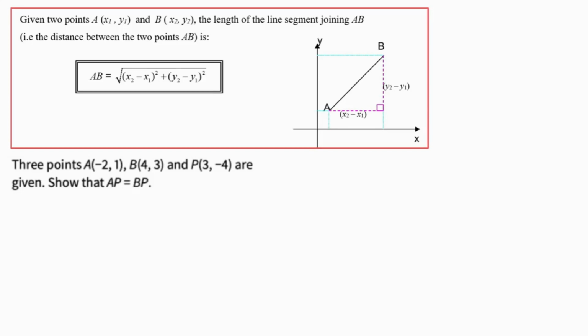Welcome to this video where we are given 3 points A, B and P, and we are supposed to show that the line AP equals the length BP. The red box on top is just a reminder that we have this formula to find the length of the line segment, which is given here in this box. I am going to make use of this particular formula for our question.